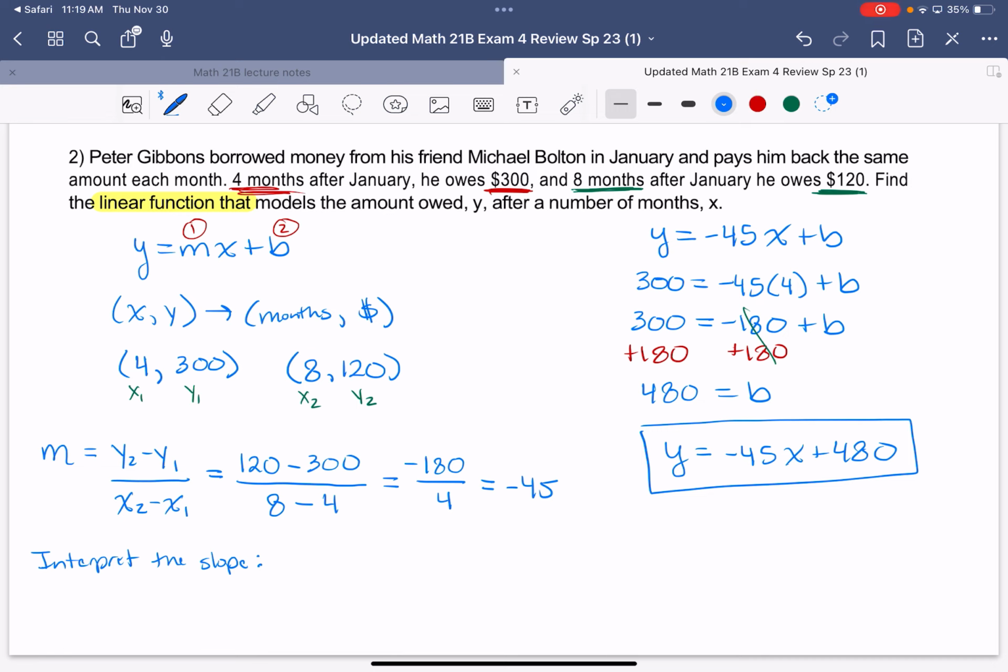So what is that? I think that's like the amount of money that it's going down by. Yeah, right? So Jared owes money, and each month the amount he owes goes down, because it's negative, by $45. So I'm going to phrase it differently.